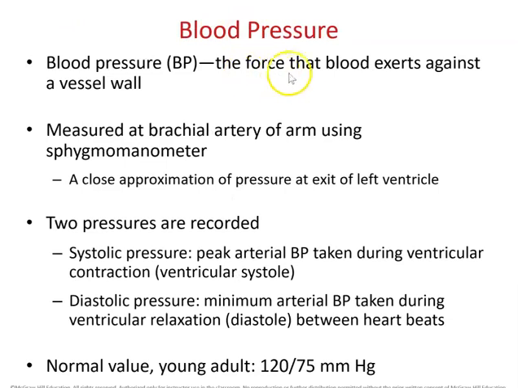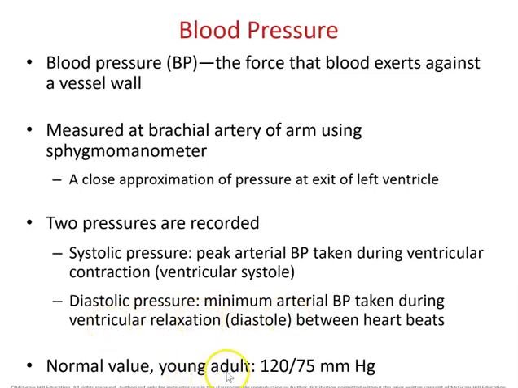The next concept is blood pressure. Blood pressure is the force that blood exerts against the vessel wall. It can be measured at the brachial artery of the arm using a sphygmomanometer. Two pressures are recorded when blood pressure is being measured. One is called systolic pressure. It's the peak arterial blood pressure taken during ventricular contractions. The other blood pressure is diastolic pressure. It's the minimum arterial blood pressure taken during ventricular relaxation between heartbeats.